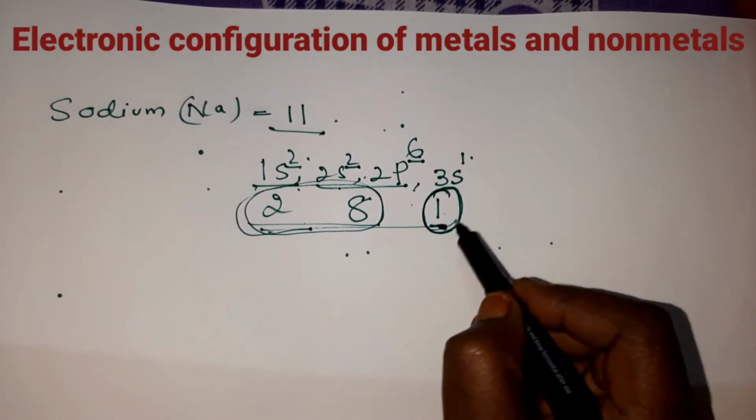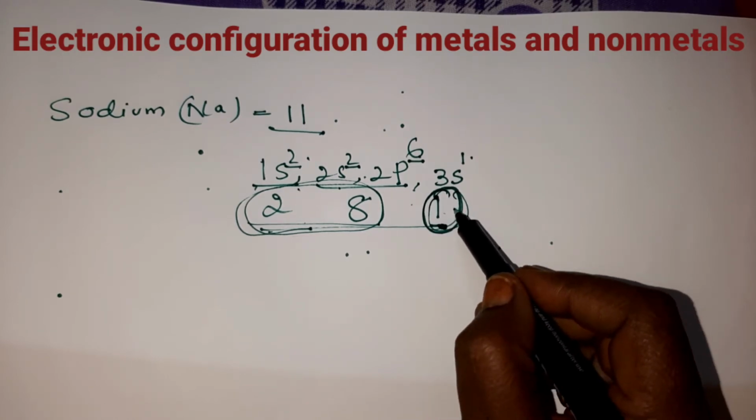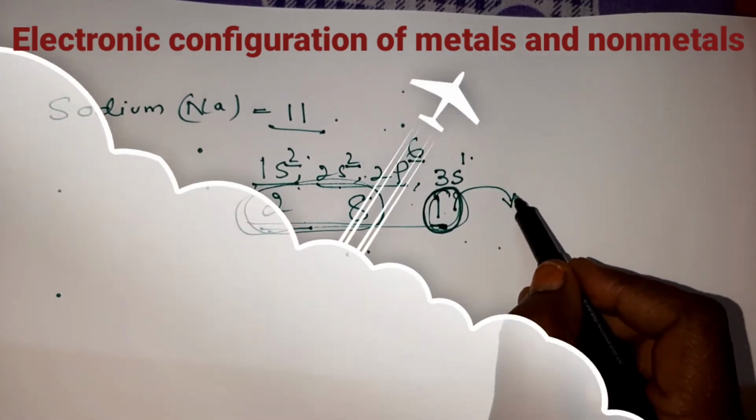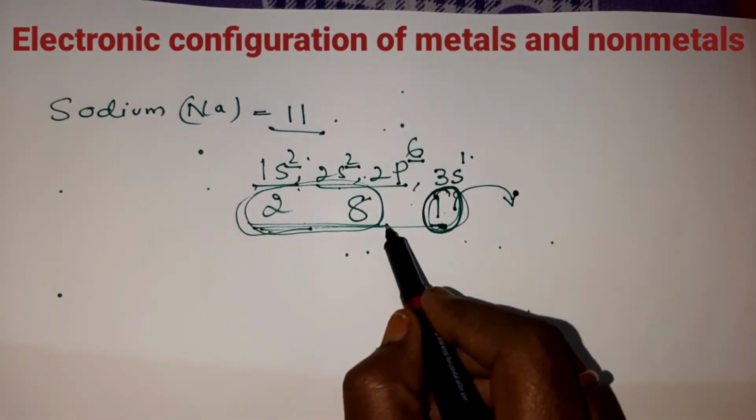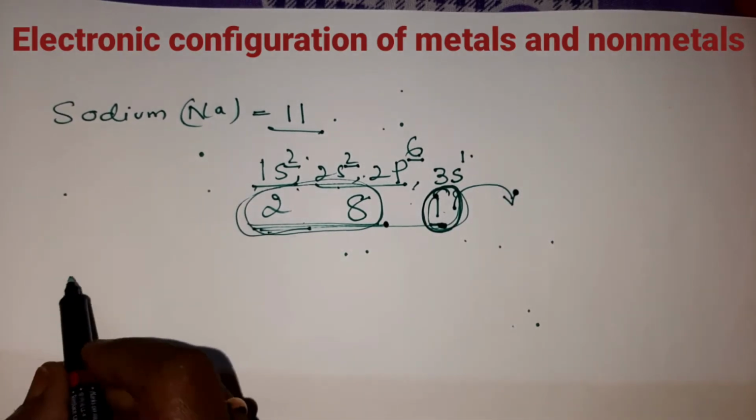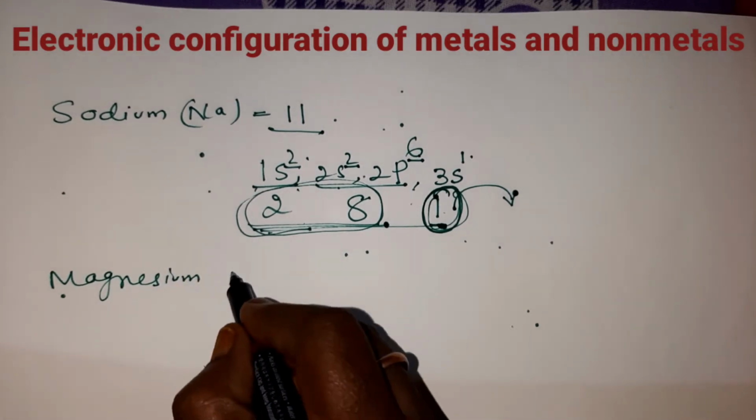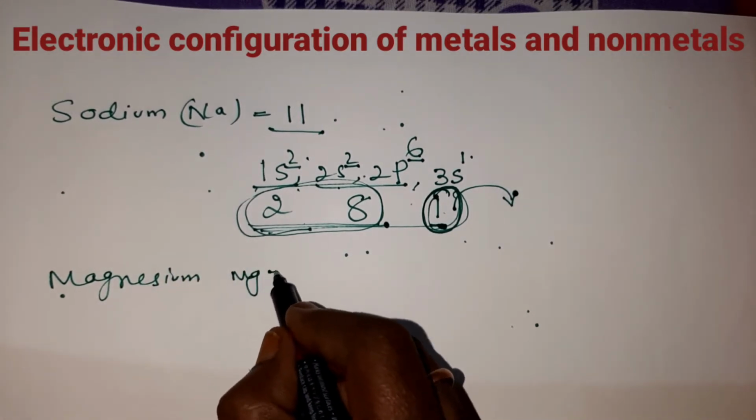Understood, children? So here 1 electron is there in the outermost shell of sodium. Sodium loses this electron and achieves noble gas or inert gas electron configuration. Understood, children? If you take one more, magnesium, the symbol is Mg, atomic number is 12.